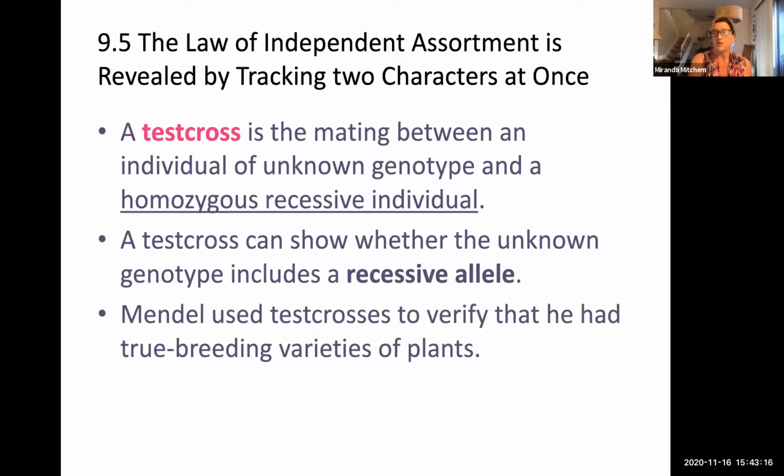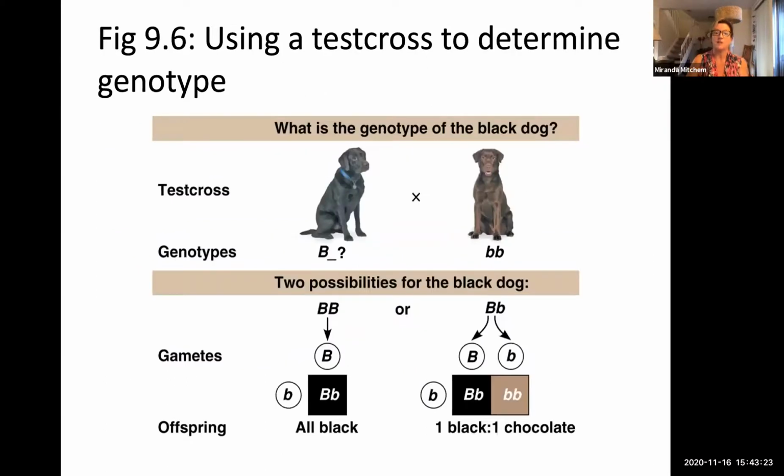Mendel did this over and over again to verify that he had true breeding plants. That would be really important in his experiment. So if we're trying to figure out the genotype of the black dog, we know that it has at least one dominant allele to be black, right? It could be big B, big B, or big B, little b, and still be black. But here's our homozygous recessive. And we're only looking at fur color here. We've gotten the blindness out of it just to make it a little bit simpler. So we've broken up our dihybrid cross into a monohybrid cross.